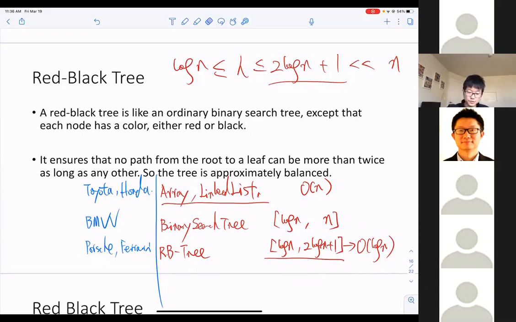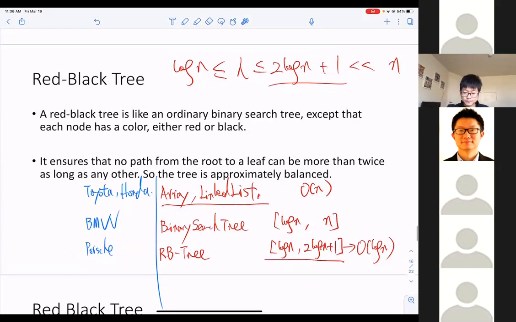So let's just use Ferrari as an example, okay? Which means that, sorry, let's just use Porsche for RBTree, and so it's guaranteed to be fast, but it's very costly for us to maintain.